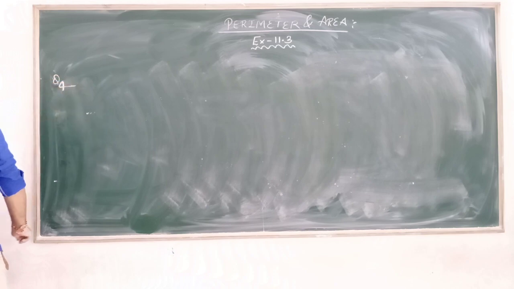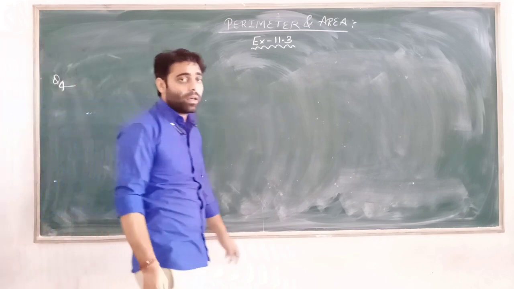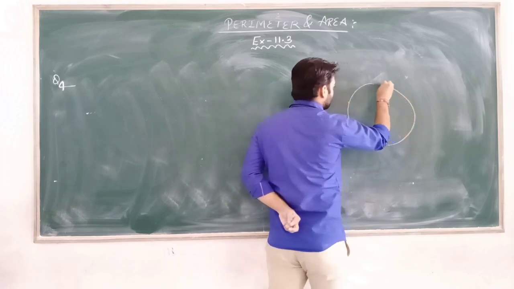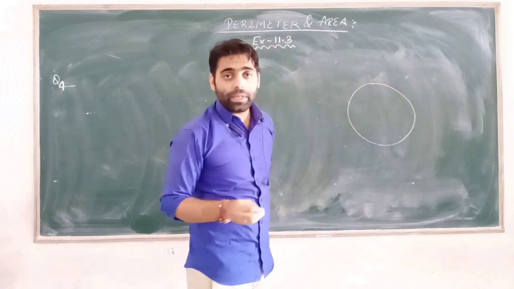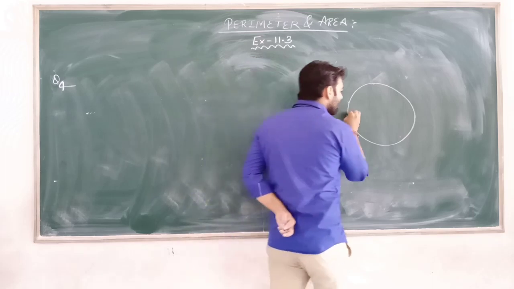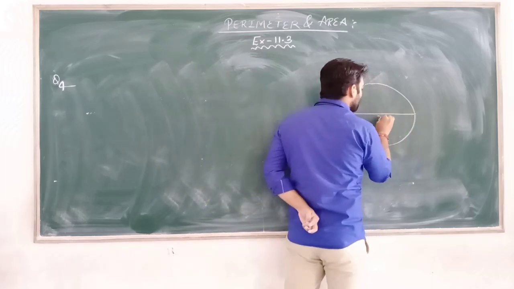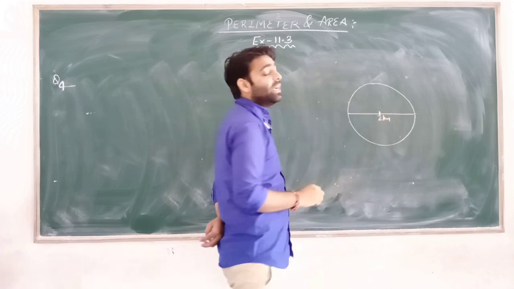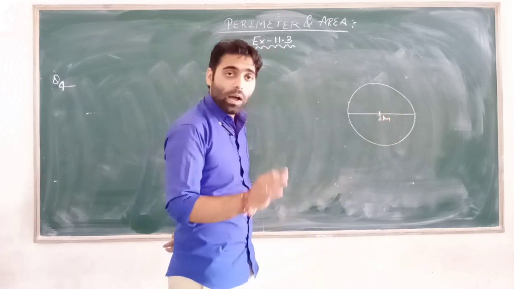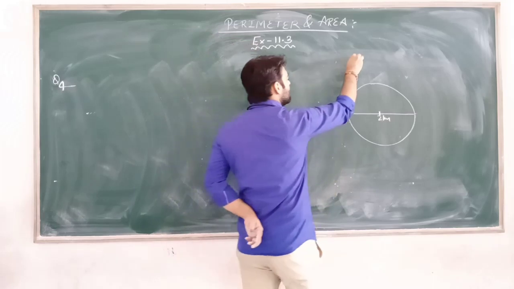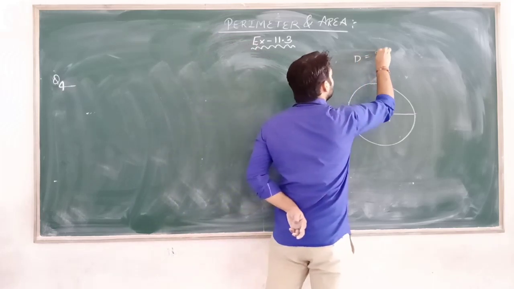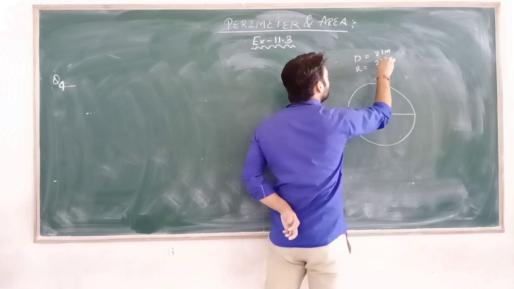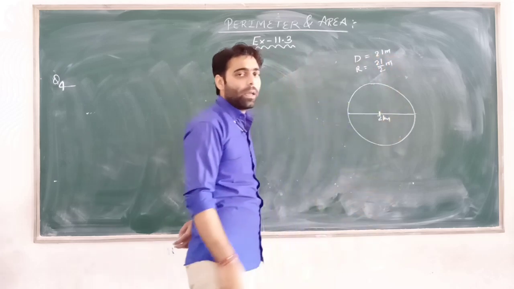This is question number 4. Suppose a gardener wants to fence his circular garden whose diameter is 21 meters. Its radius will be half of the diameter. If the diameter is 21 meters, the radius will be 21 upon 2 meters.